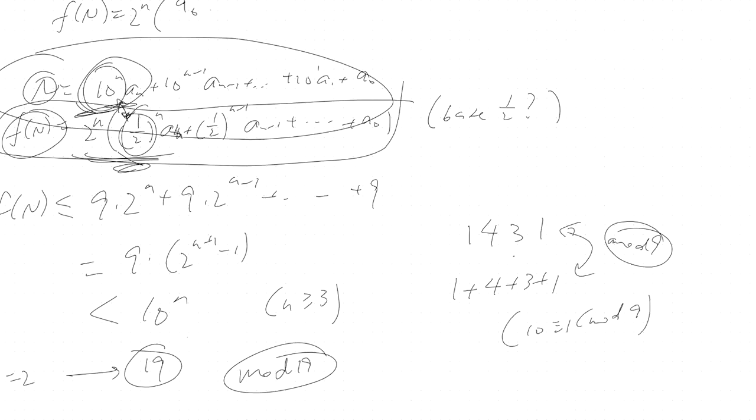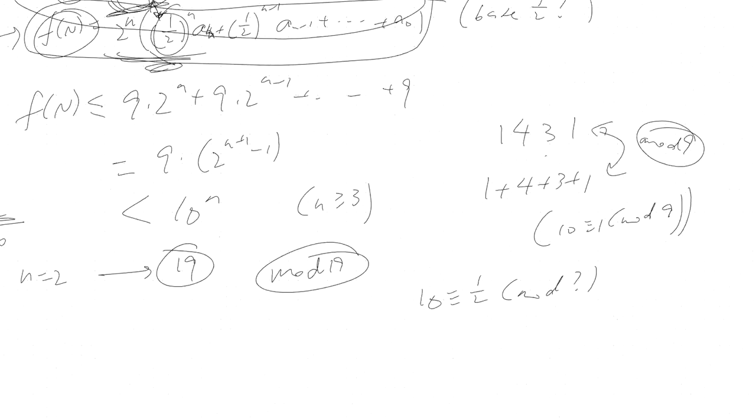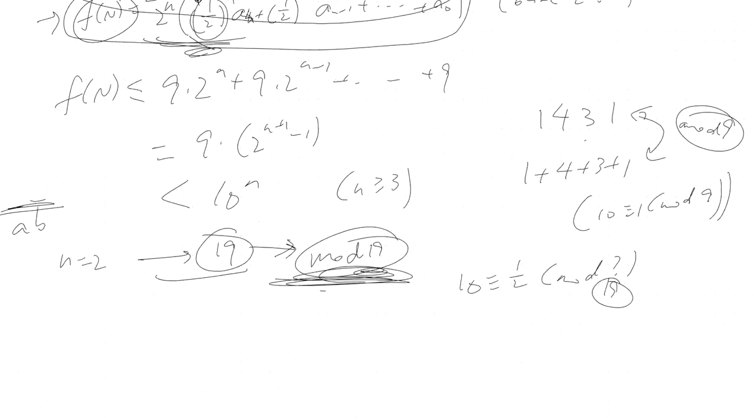This will be base half. So I'm looking at 10 being congruent to half in what base? Maybe I'm extending this too much, but this is 19. So perhaps from here, it's a good way to solve the problem, or just mod arbitrary numbers perhaps. Anyway, this 19 is a pretty strong signal.